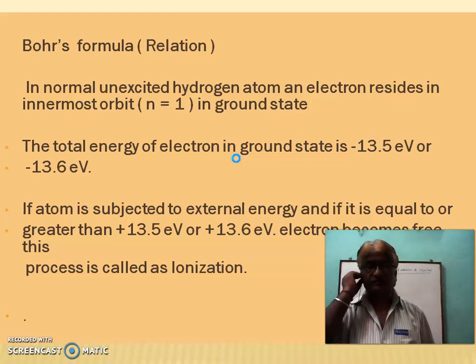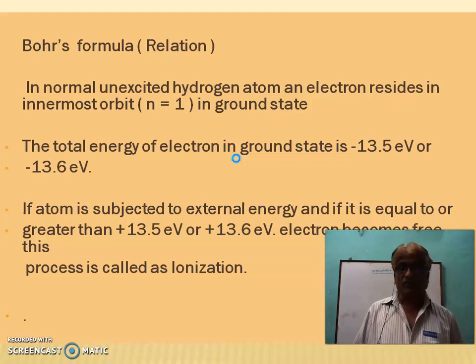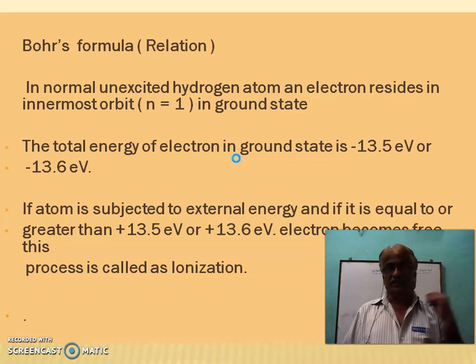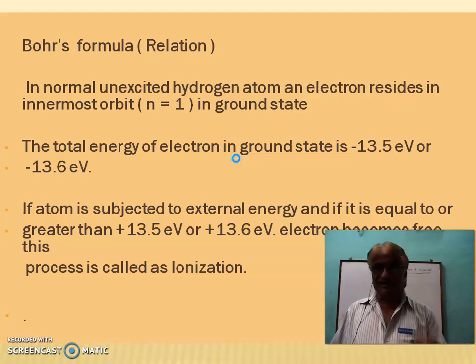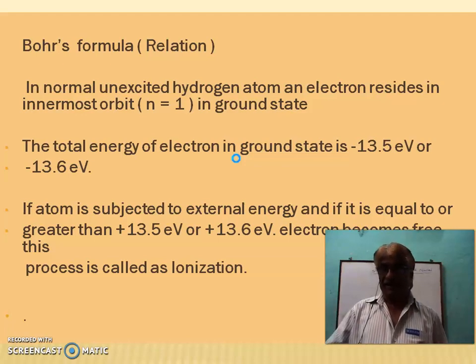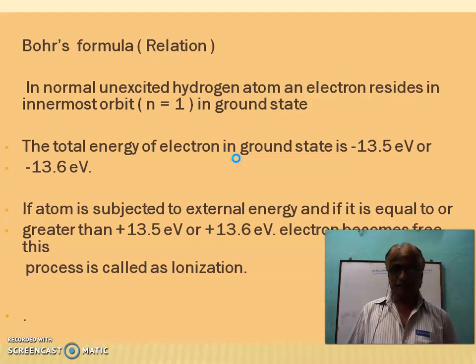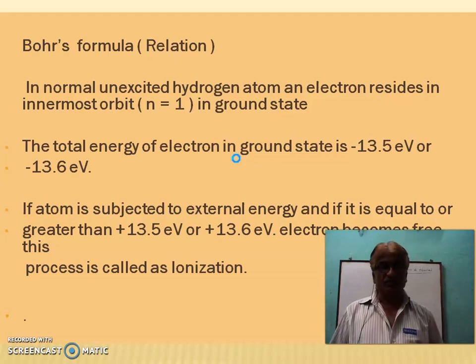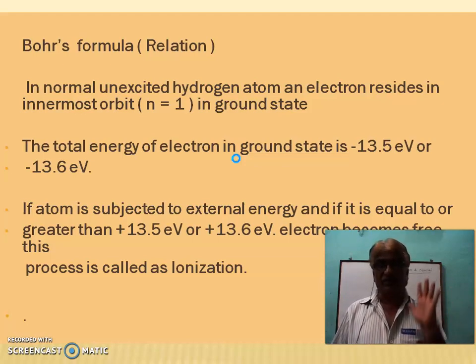We can remember, if a question says find ionization or find ionization potential, then the problem is solved using the total energy of the electron, which is negative, and the magnitude of the total energy, minus of total energy, gives the plus value. Such a process is called ionization for an electron which resides in the innermost orbit, n equal to 1, or ground state.